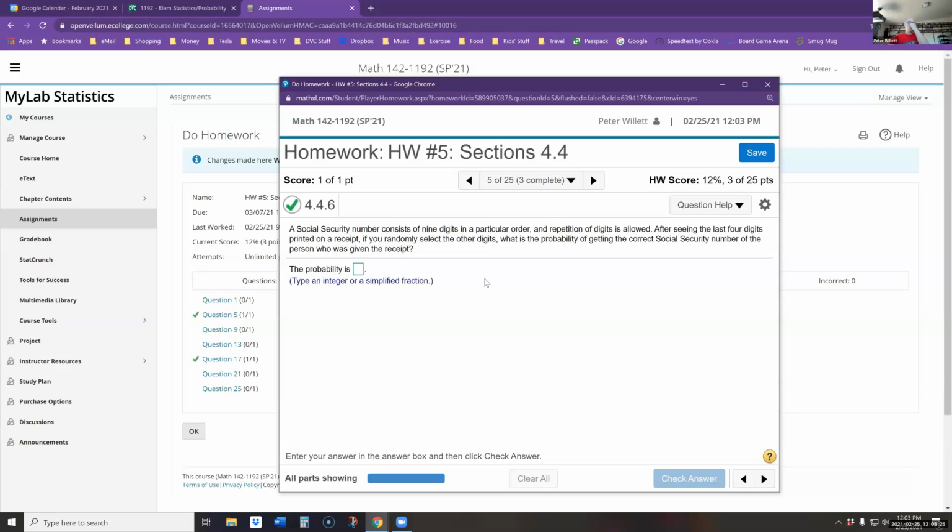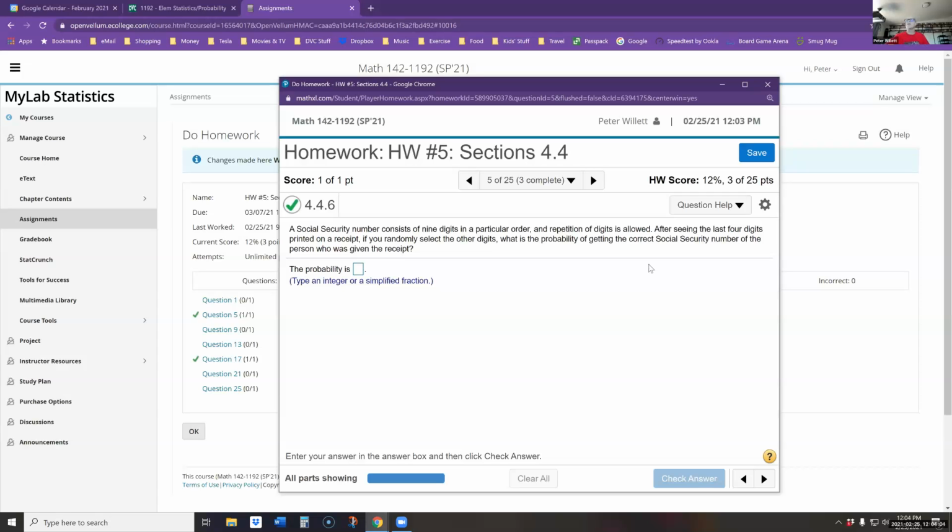So it says a social security number consists of 9 digits in a particular order. When they say that, that means order matters. And repetition of digits is allowed. That means that it's with replacement. When you can repeat the digit, that means you can use it again. That means it doesn't get used up when you're using it along the way. And that means that you do not have factorials because you're not counting down, because you get the same number of choices each time. So that structure is all in the first statement. So this is order matters, and it's with replacement because repetition is allowed.